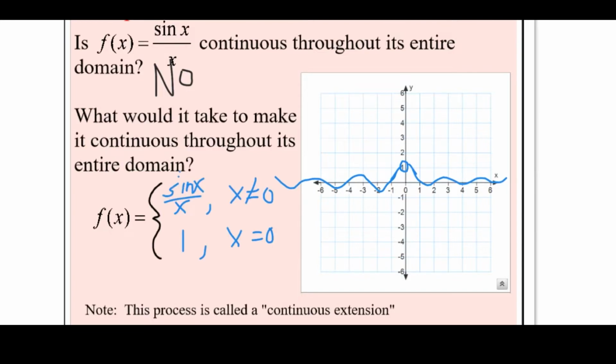All right, so now if you look at that, I have a piecewise function. The first piece is sine of x over x, where x does not equal 0. And then to complete it, to make it continuous, I have the second piece of the function where I say f of x is 1 when x is 0. That now is a continuous function. This process is called a continuous extension. So I've figured out how I can fix it. And if I can figure out how to fix it, then you'd write it out as a piecewise function, and it's called a continuous extension.